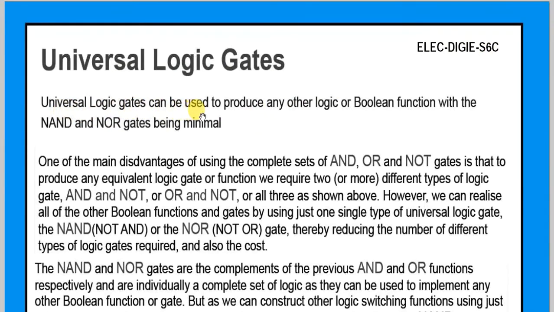Universal logic gates can be used to produce any other logic or Boolean function, with the NAND or NOR gates being minimal. We call these the NAND gate and the NOR gate. These two gates are termed universal logic gates. What does it mean? We can make any kind of gate using only these.